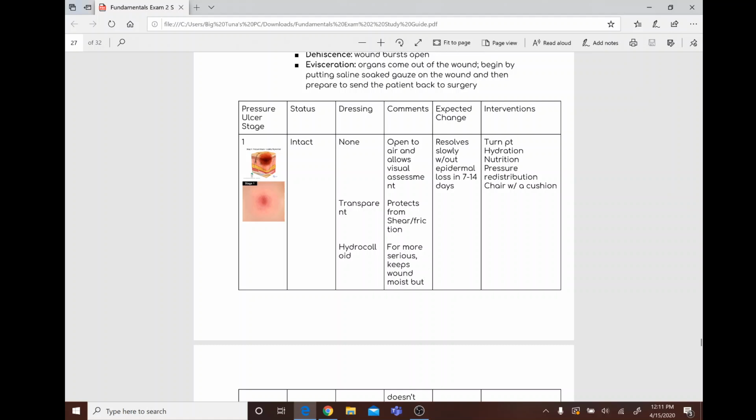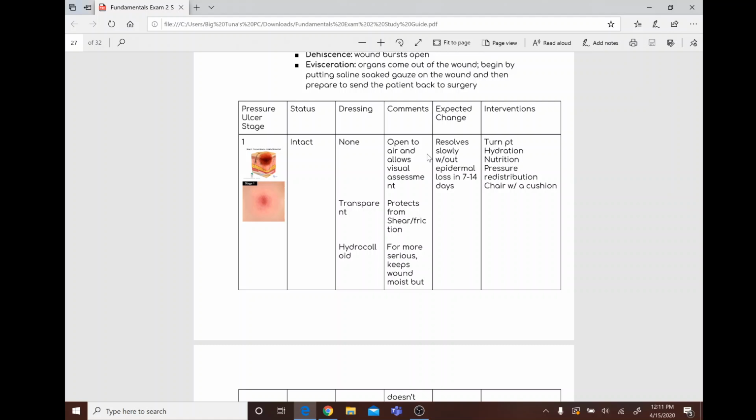Alright, pressure ulcer, stage 1, what is the status of this? It's intact. What dressings would you use for these? None, transparent dressing, or hydrocolloid dressing. Why would we use no dressing? Open to air and allows visual assessment.